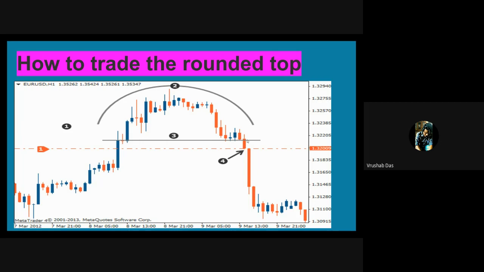Profit targets are measured by the height of the actual pattern, extending that distance down from the neckline. The greater the height, the more the chances of the price getting lower. Also, you can see the RSI movement, which in this case will be lower than 50, and the momentum will be going lower.